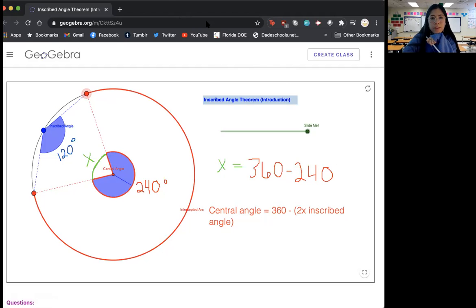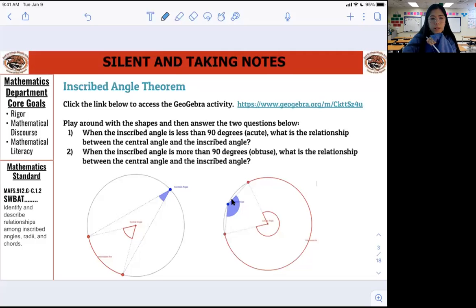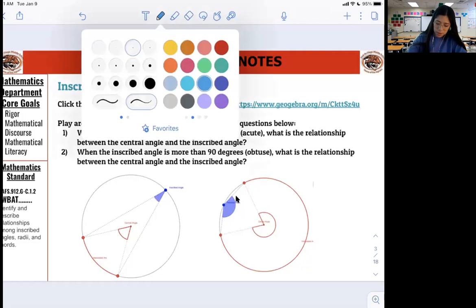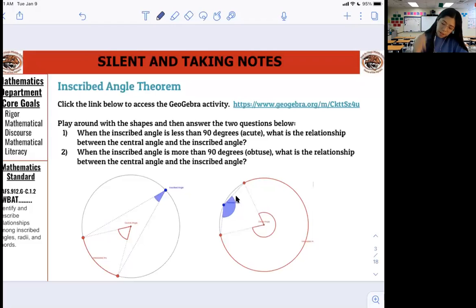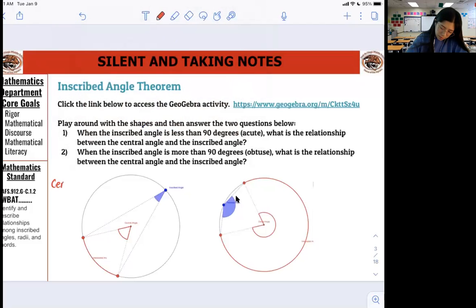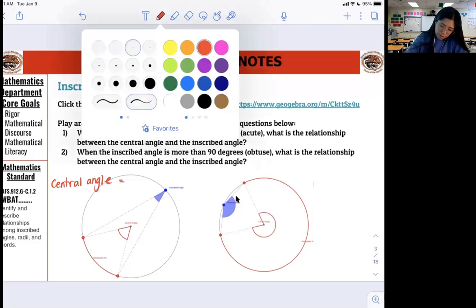Okay, so let's go ahead and summarize everything on the main board. Here we go. So in scenario number 1, when the inscribed angle is less than 90 degrees, so when it's acute, we know that the central angle is equal to 2 times the inscribed angle.